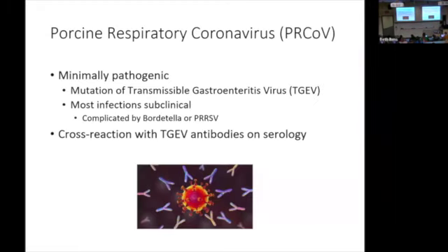Okay, respiratory coronavirus, very similar to coronaviruses of other species. The important point is this causes cross-reaction with the transmissible gastroenteritis virus on serology. So this is one where you don't want to run an antibody titer, because you'll get cross-reaction with this other virus.